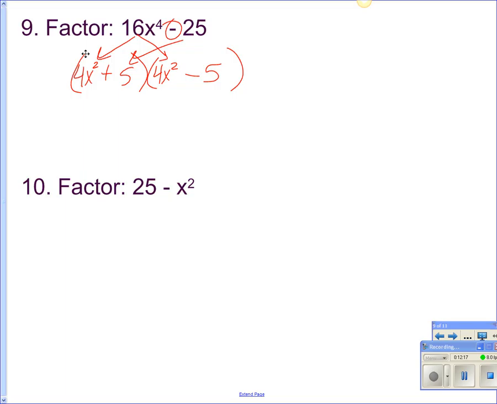Good. All right, number 10, 25 minus x squared. Ethan G, how should I start? And what are my signs? Jesse, how does 25 split? And Gracie, how do I split x squared? Good.